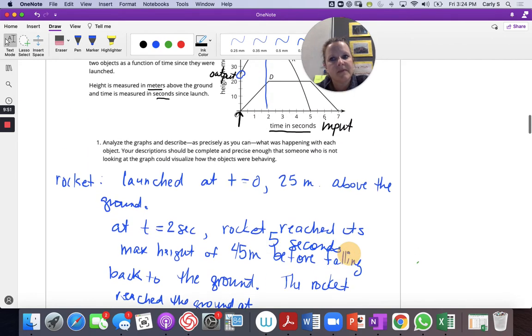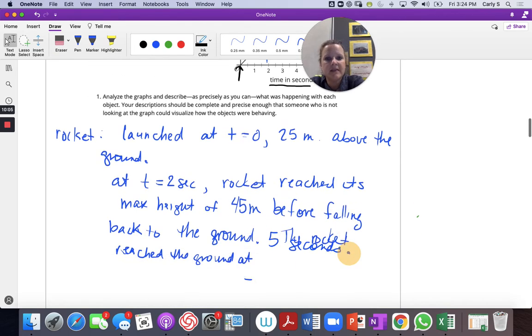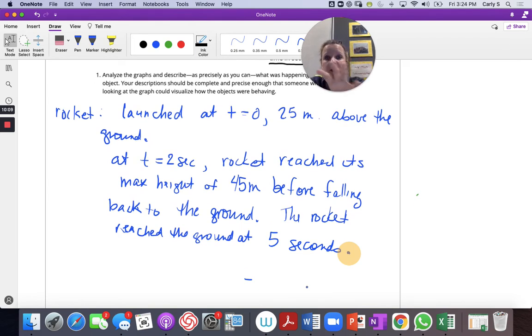Okay, so I analyzed the graphs. I described as precisely as I could what was happening with each object. My description should be complete and precise enough that somebody who is not looking at the graph could visualize how the objects were behaving. So basically that means somebody could read this description and make their own graph, and it would be very accurate. Okay, that's the goal here.